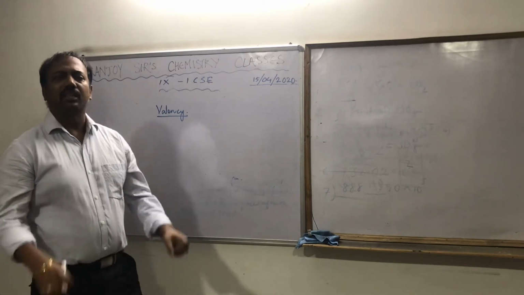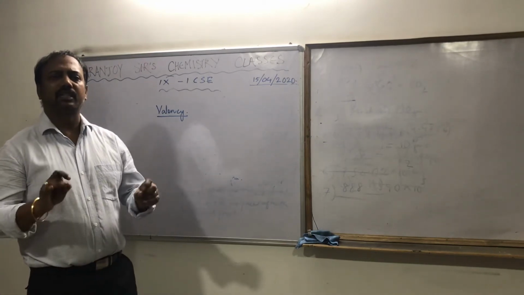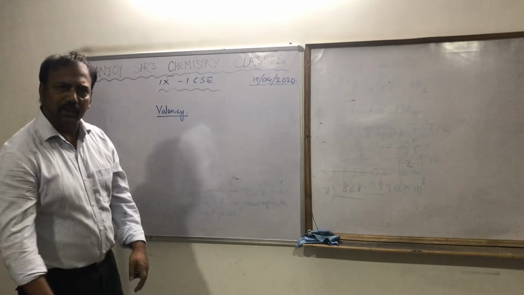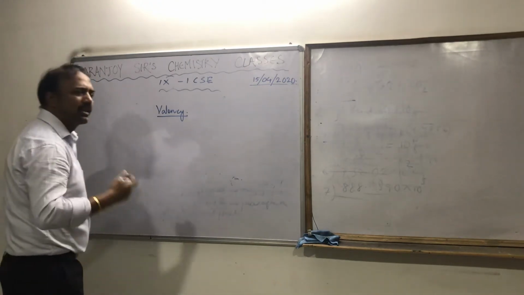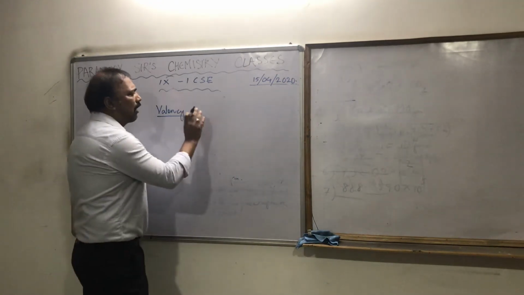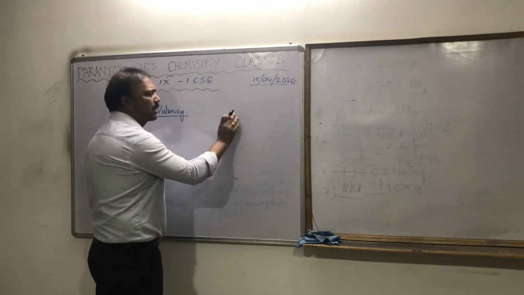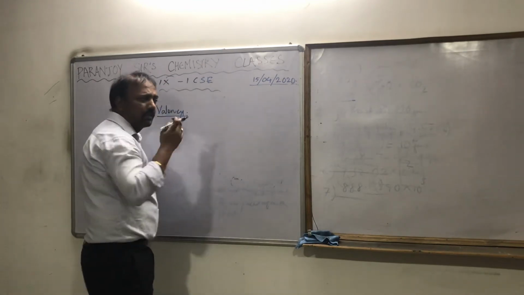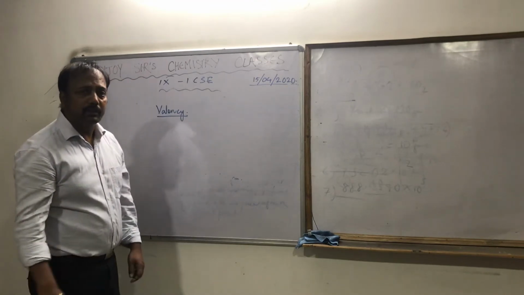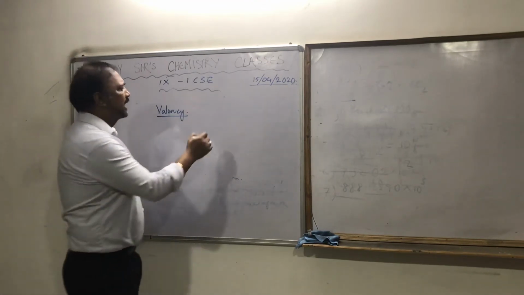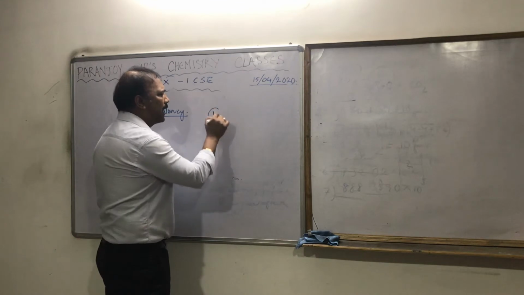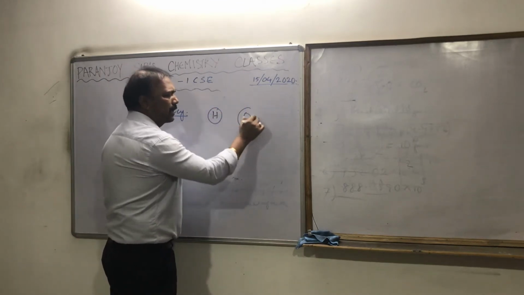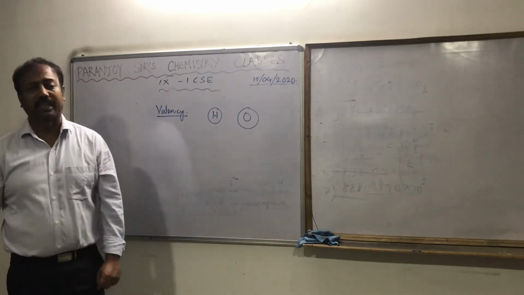Valency is the combining capacity of an element. How much that particular element can combine with other elements is the valency. But which elements? The standard that was taken initially was hydrogen and oxygen.